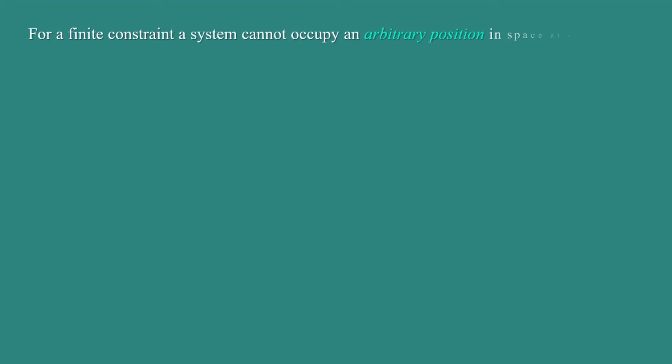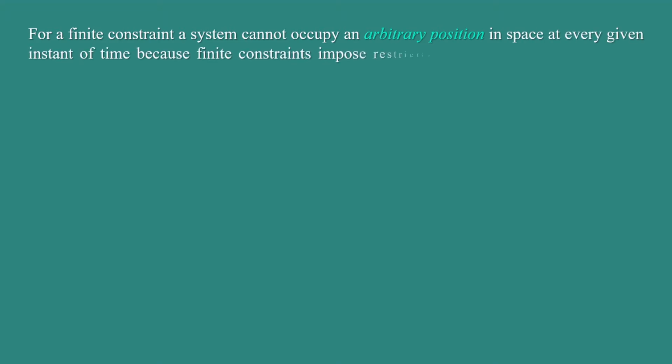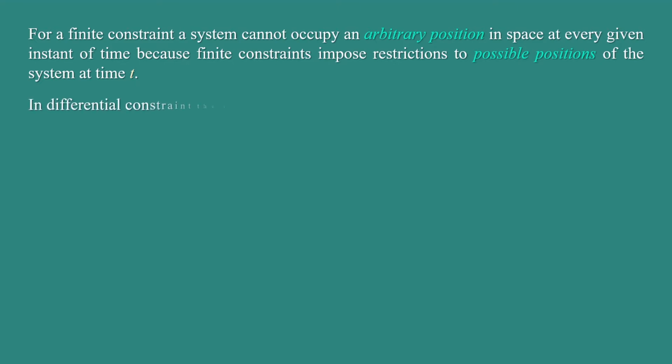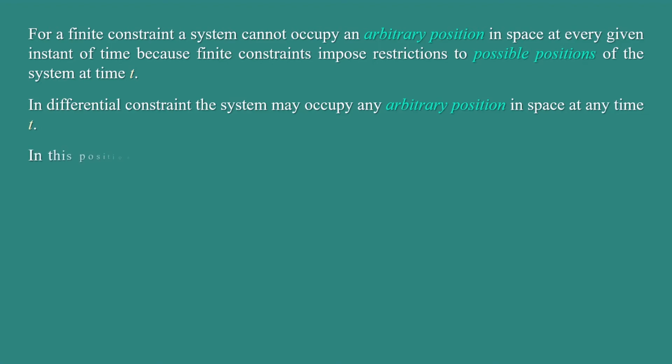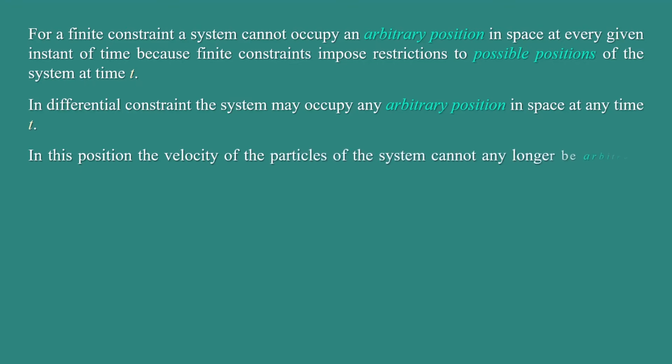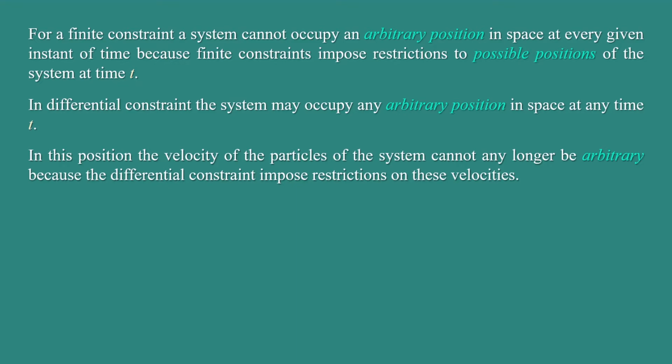For a finite constraint, a system cannot occupy an arbitrary position in space at every given instant of time because finite constraints impose restrictions on possible positions of the system at time t. In differential constraint, the system may occupy any arbitrary position in space at any time t. In this position, the velocity of the particles of the system can no longer be arbitrary because the differential constraint imposes restrictions on these values.